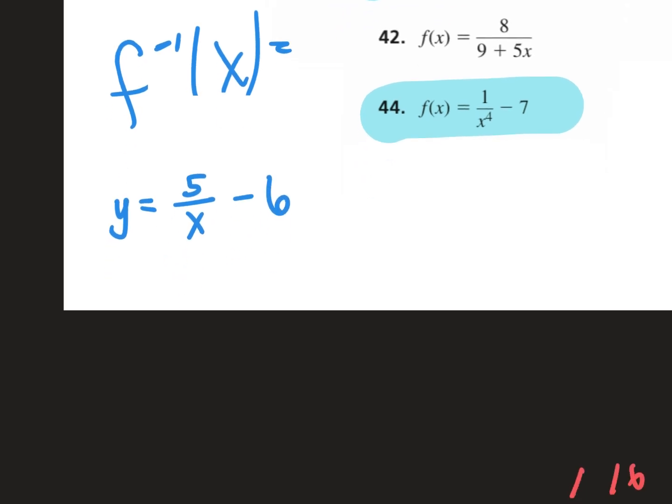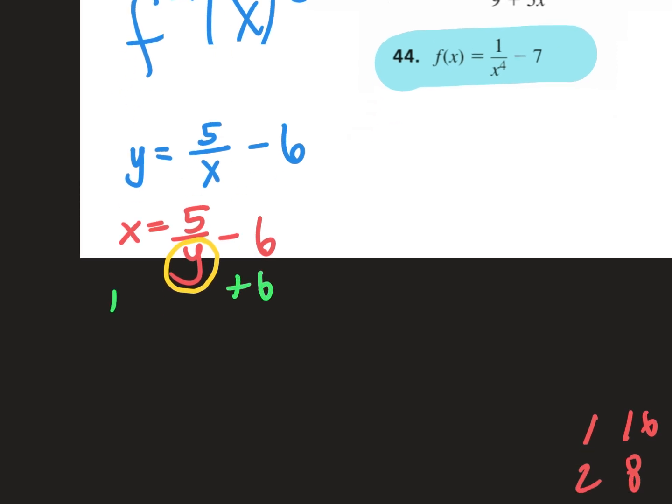Now what do we do? The most important thing in solving to find the inverse is this first step, which is swap the x and the y. Very good. If you need to, remind yourself that y is what I'm trying to get by itself. I have to undo everything else. So in order to undo everything else, what's my first step? I'm going to add 6. Perfect. So I have x plus 6, put everything in parentheses if you need to, equals 5 over y.